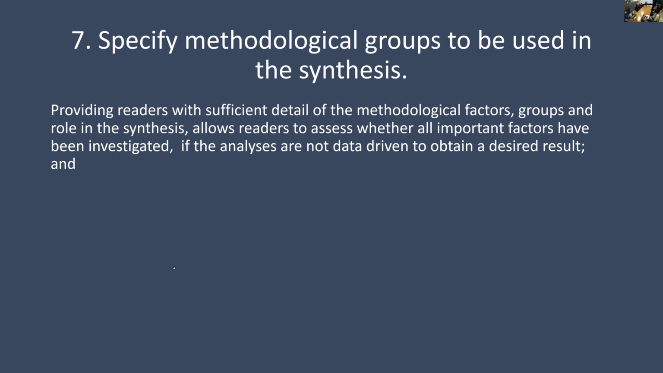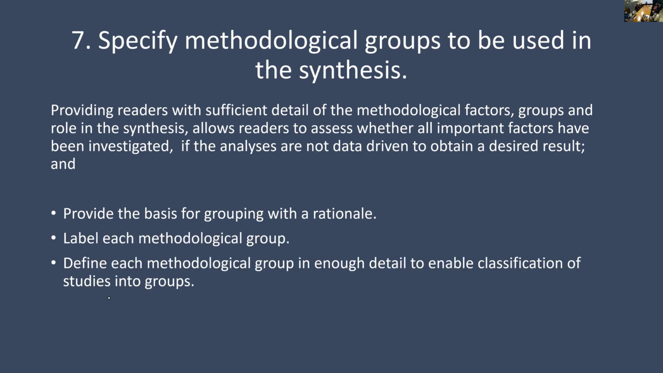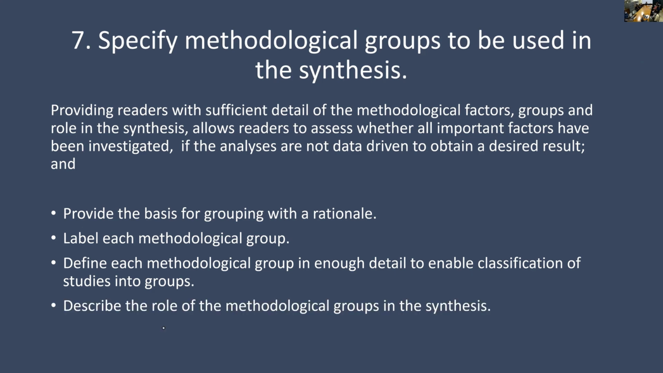So you can group them. Just like we have grouped the population and outcome, we can also group the methodological studies, like studies with low risk of bias or very low concerns, or studies with high risk of bias with major concerns. Provide the basis for grouping with a rationale. Label each methodological group. So you might want to take all RCTs as one group, or all cohorts as one group. Define each methodological group in enough detail to enable classification. Describe the role, as to why you're doing this.